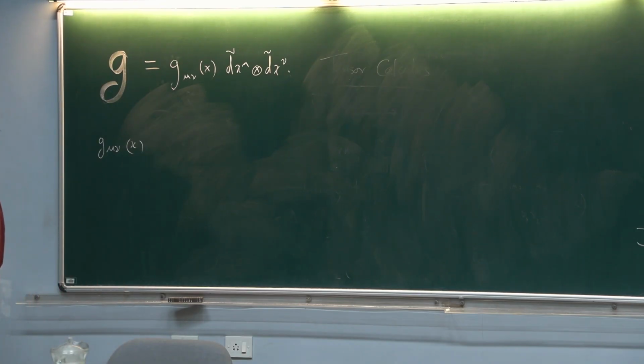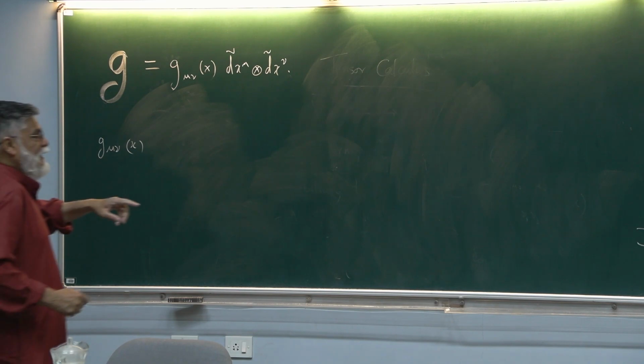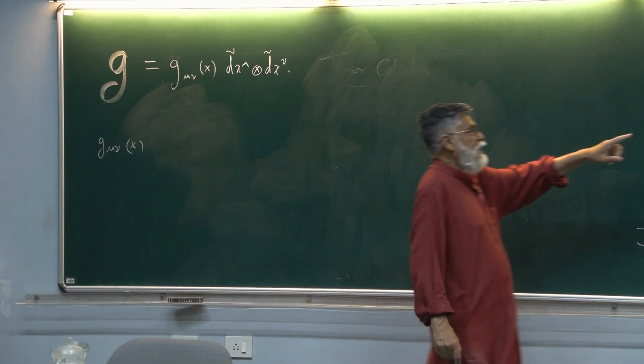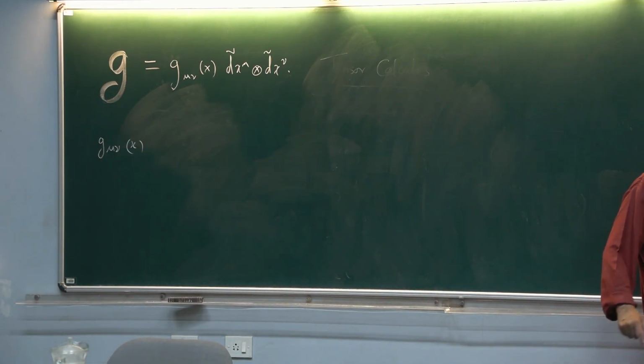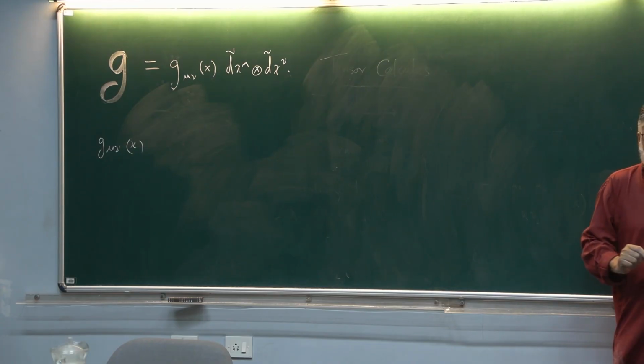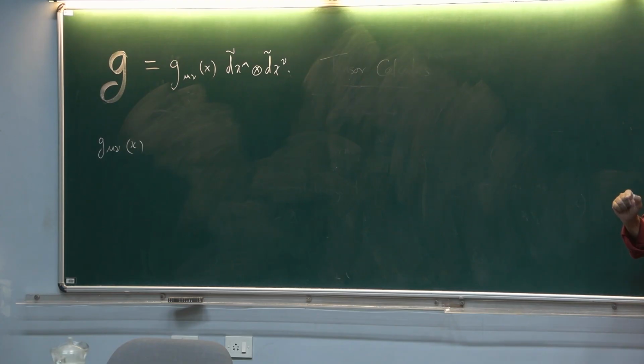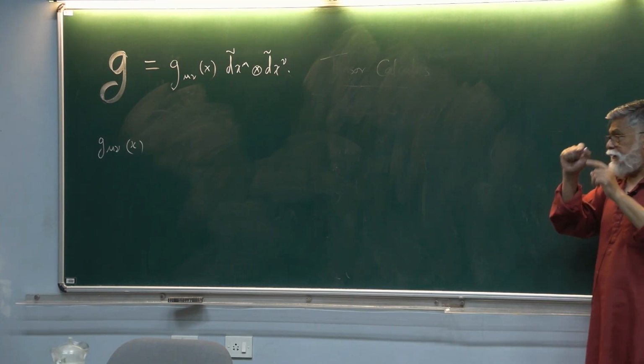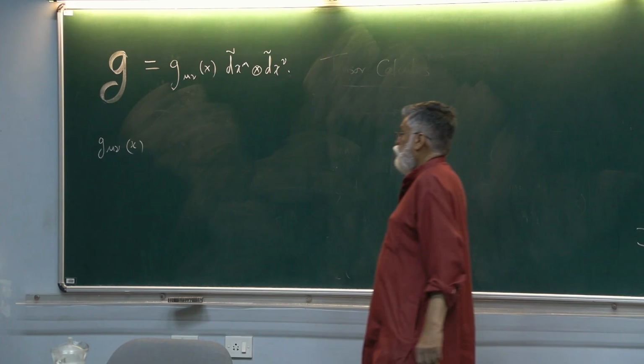Metric tensor. By the way, you should not get confused notationally. This dx mu is not a differential one form. That's why the differential one form was d tilde. That's very important. So in differential geometry, they never use dx mu.